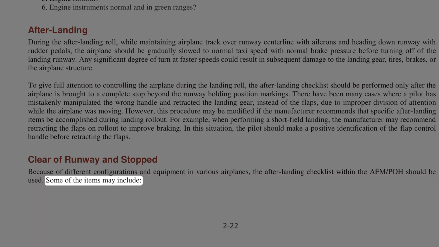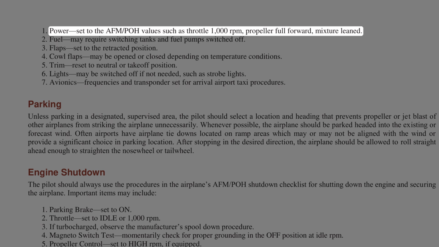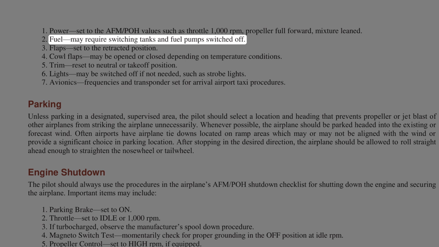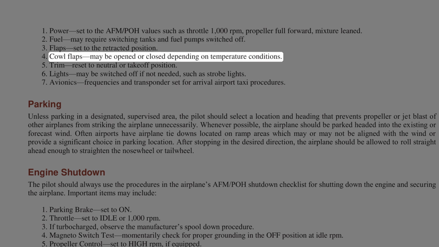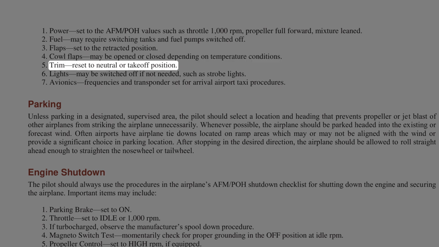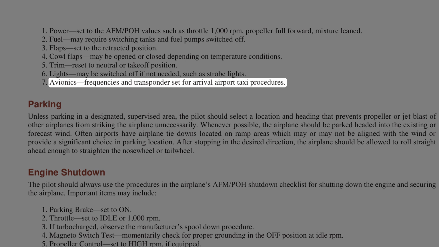Some of the items may include power, set to the AFM/POH values such as throttle 1000 revolutions per minute, propeller full forward, mixture leaned. Fuel may require switching tanks and fuel pumps switched off. Flaps set to the retracted position. Cowl flaps may be opened or closed depending on temperature conditions. Trim reset to neutral or takeoff position. Lights may be switched off if not needed, such as strobe lights. Avionics, frequencies and transponder set for arrival airport taxi procedures.